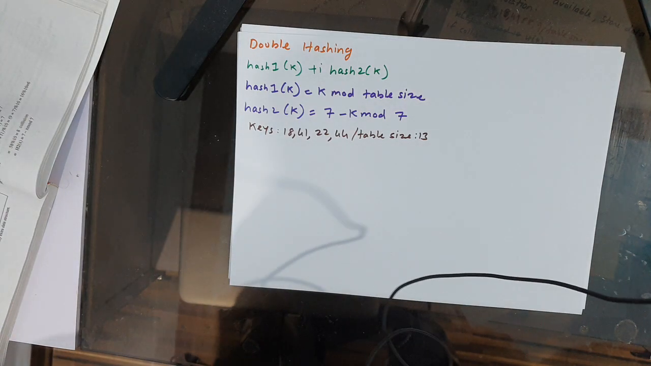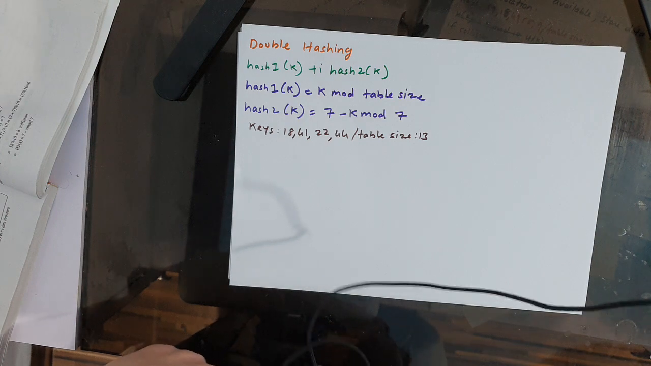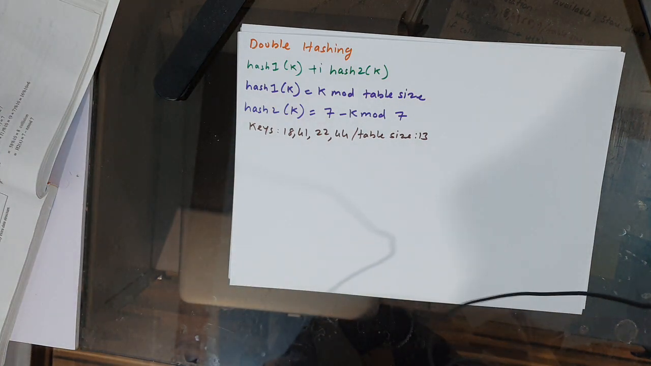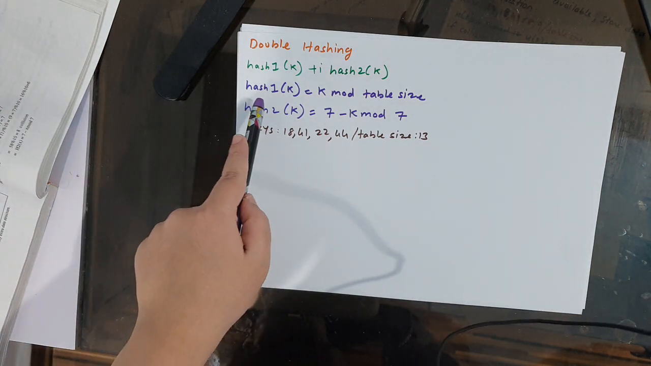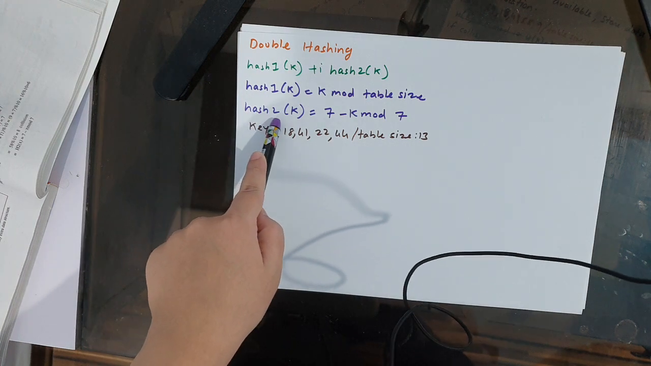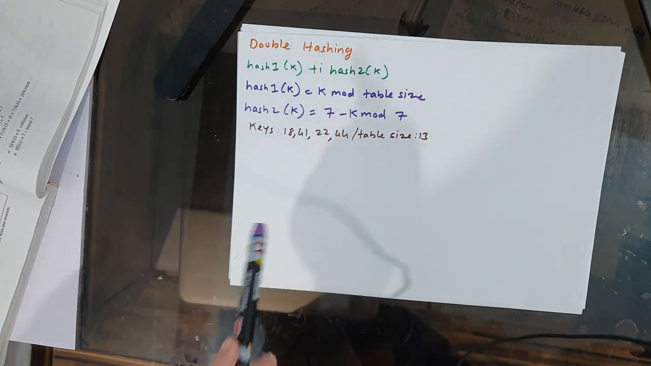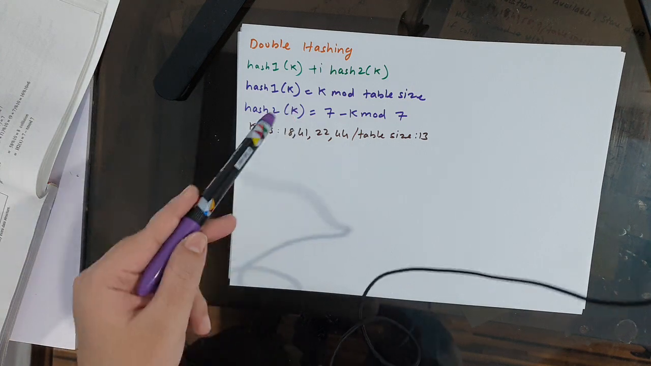Okay, so the next collision detection technique is double hashing. In this, we are going to use two hash functions, basically hash 1 and hash 2 if required. So hash 2 will be used only if required.